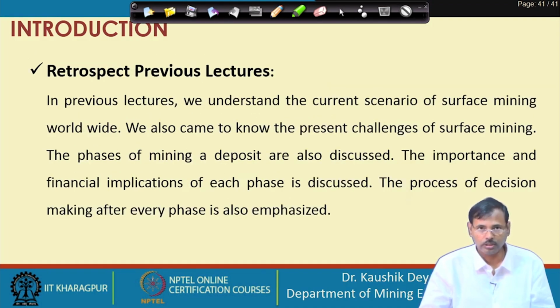And this is the retrospect of the previous lecture. In the previous lecture, we have discussed the current status of surface mining. We have discussed the phases of surface mining. We have discussed the rocks and minerals also, and we have seen the process of decision making in every phase, and an overall idea about the different surface mining machineries is also given. So, we know what is an excavator, what is a shovel, what is a drilling machine, what is a dragline. The glimpse of that is already shown in the introductory classes.